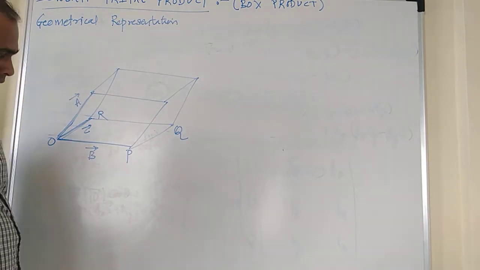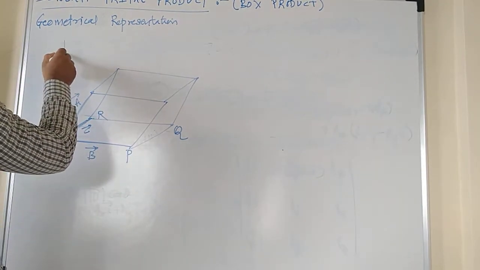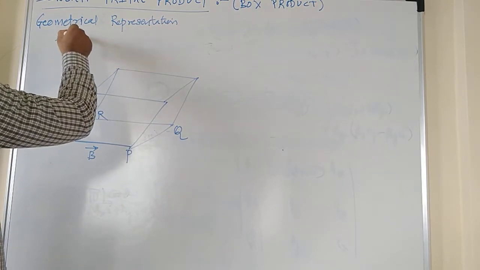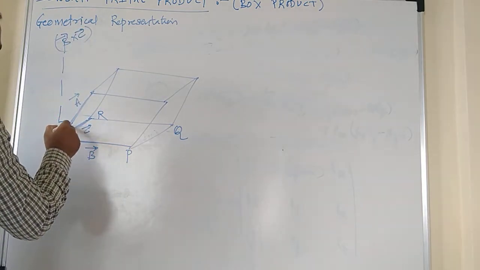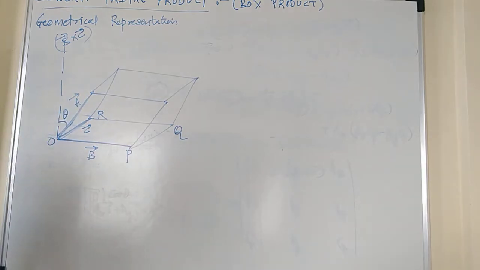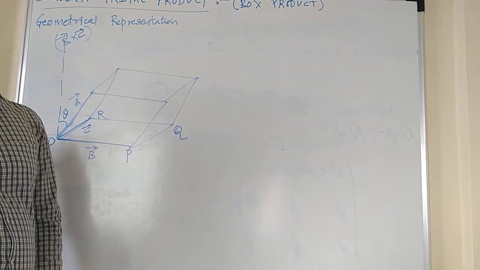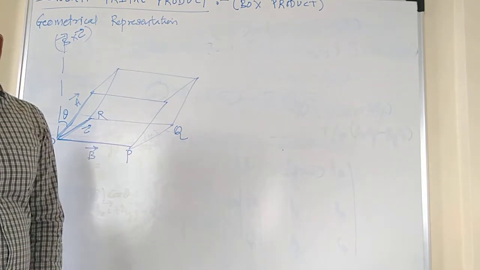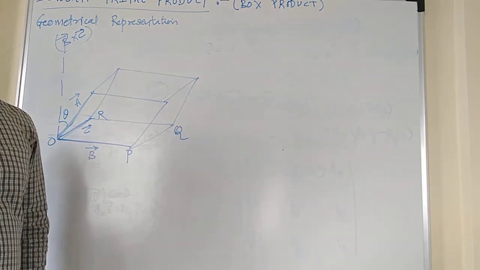Then the cross product of B bar cross C bar I can draw in this way, because it should be perpendicular to A bar. So this will be the cross product of B bar cross C bar. Got it? And this makes the angle theta with vector A bar. Correct? So this is nothing but a parallelepiped. This is a cubical shape, which is a parallelepiped whose edges represent the given three vectors A bar, B bar, and C bar.